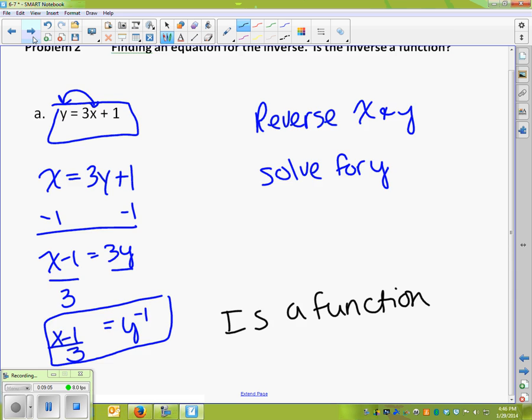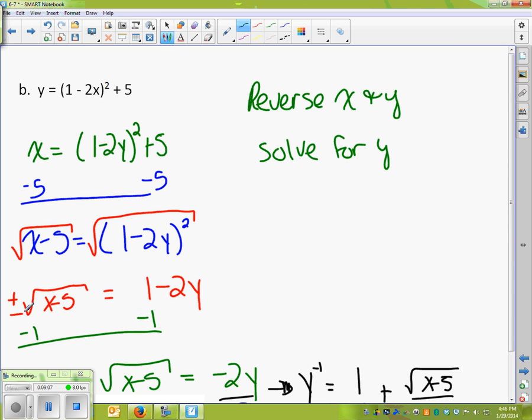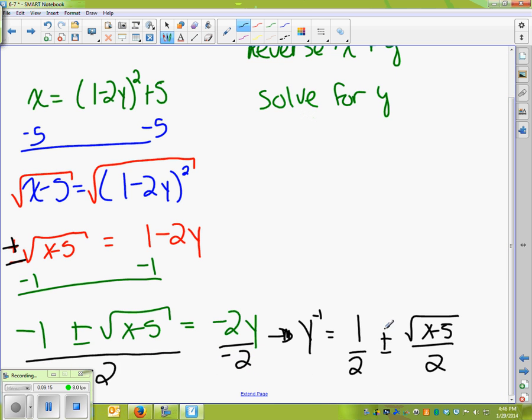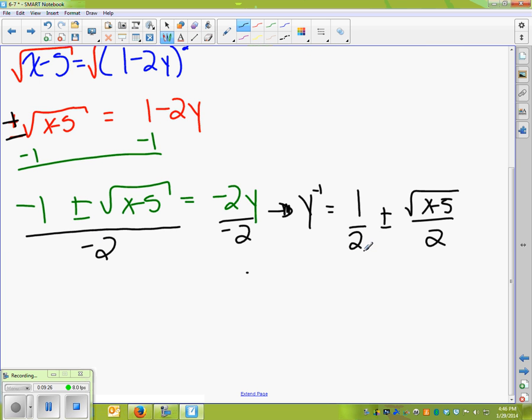If I look at the next equation, when I took the square root of it, I had to consider both the positive and the negative portion. That gives me two answers. If I put in one single x, I'm going to get two different solutions for y. Because that one x goes with two different y's, this is not a function. So if you solve for an inverse and you get one solution, it is a function. If you get two solutions, it is not a function.